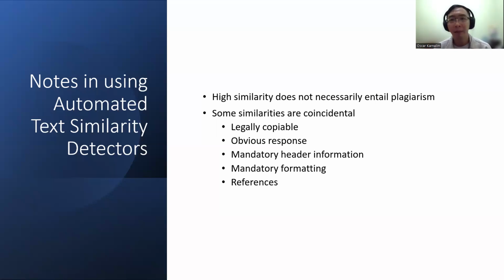Why? I have another research that observes coincidental similarities. Coincidental similarities can happen when it is legally copyable. So for example, you provide some kind of text for students to use, then it is obvious that they will use that.